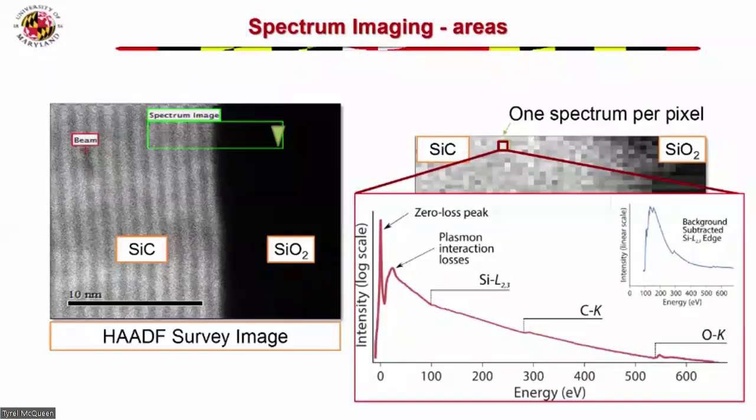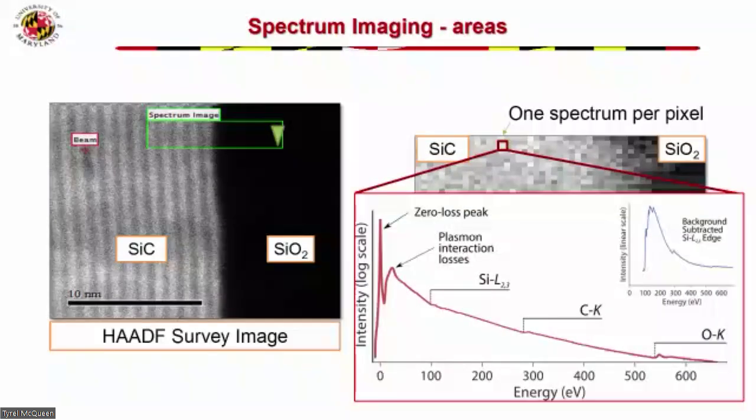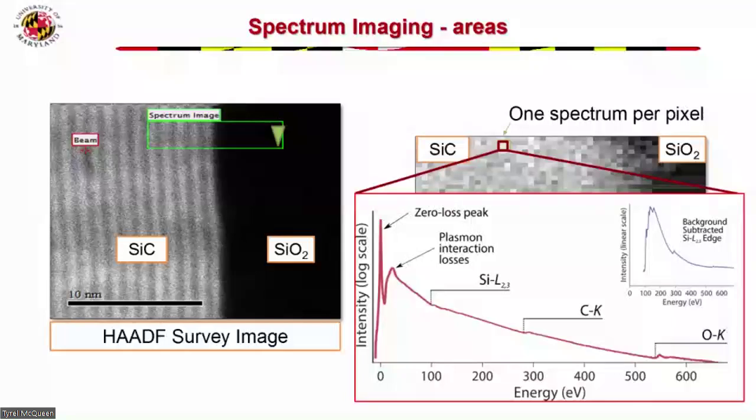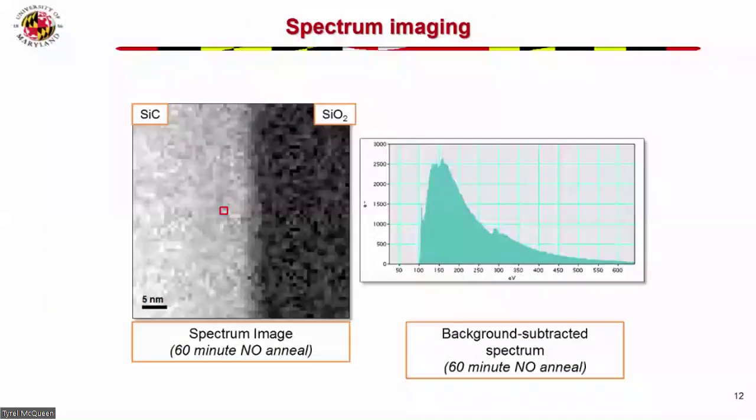Like I say, in each pixel there's a spectrum like this. We can see what is called the zero loss peak, a plasmon peak, the silicon L23, and the carbon and oxygen edges are here. And then we fit the background and remove it so that we can get a signal, which is what is analyzed. So here again is the signal from this pixel after background subtraction, and we can see the yield spectrum from this area.